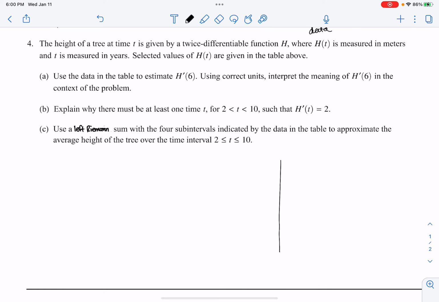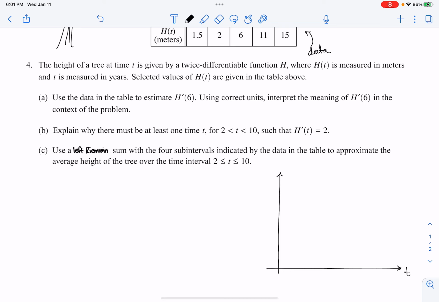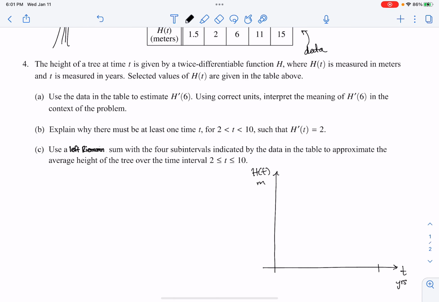So let's just make a graph of the data to start with. I'll put the t on the x-axis, and the h of t up here. It's in meters, and that's in years. We go from 2 to 10, so we'll put 10 over here. Let's put 5 here, 6, 7, 8, 9, 4, 3, 2, 1.